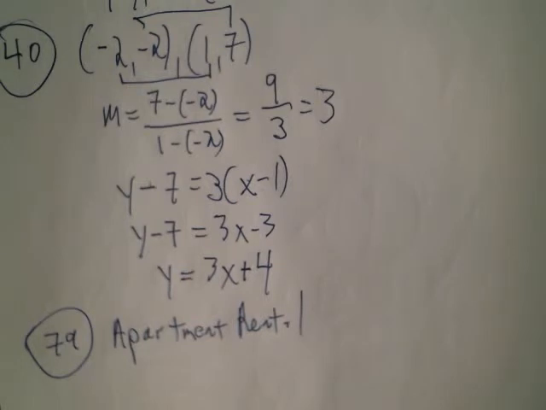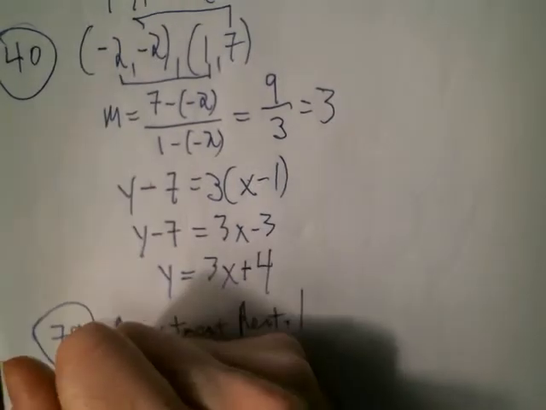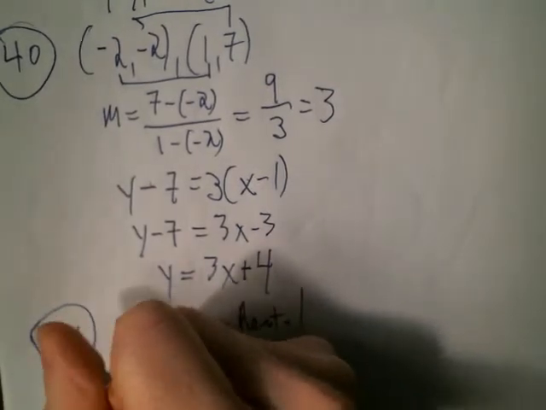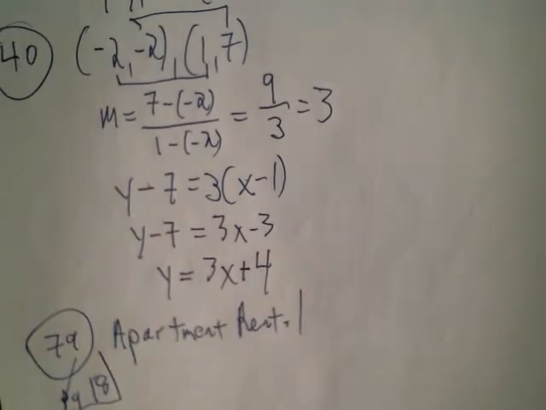Apartment is still 79. It's on page 18. It's saying a real estate office manages an apartment complex of 50 units. When the rent is $780 per month, all 50 units are occupied. However, when the rent is $825, the average number of occupied units drops to 47. Assume the relationship between monthly rent and the demand X is linear. Note the term demand here refers to the number of occupied units.